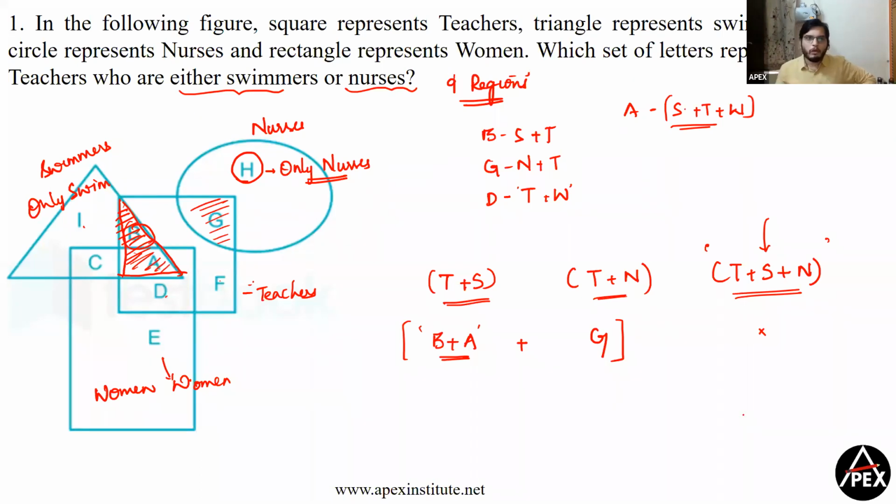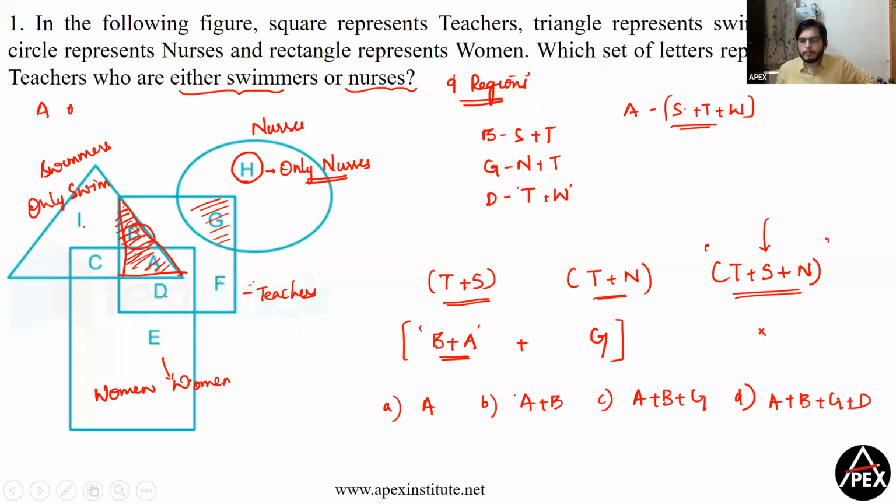It's not required that it should be B plus A plus G. In options, you will be given, for example, option A as A, option B as A plus B, option C as A plus B plus G, and option D as A plus B plus G plus D. Then your answer should be option C, A plus B plus G. Here I am not providing you with options because you might go through options.